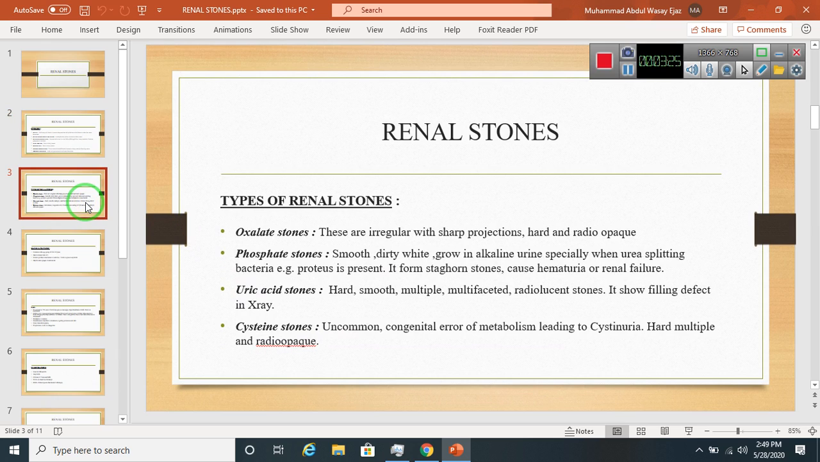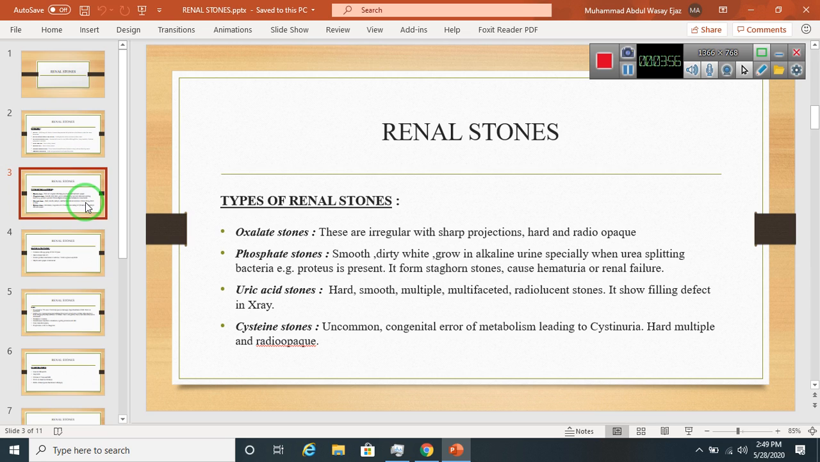Types of renal stones. So the number one type is oxalate stones. These are irregular with sharp projections, hard and very opaque. Because of these sharp projections, they are early to diagnose because they are painful, and the blood comes in urine in early stages.